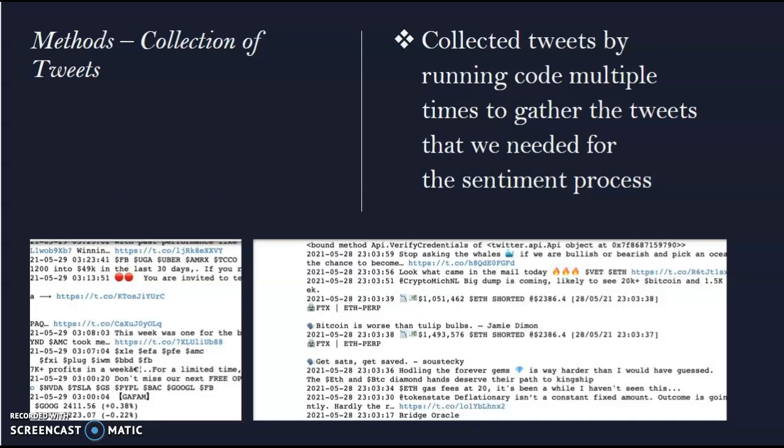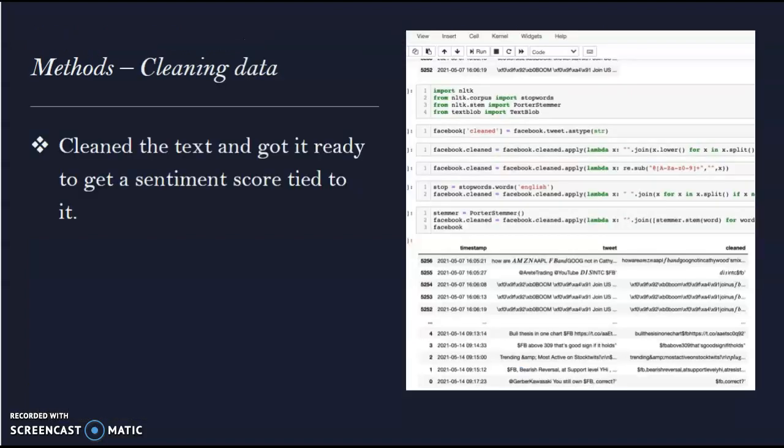The first step involved collecting tweets. For this, we had to run multiple codes multiple times to gather all of the unstructured data. This data had symbols, capital letters, duplicates, and overlapping tweets that we needed to weed out. Then, using math coding, we took the mean of each tweet falling within half-hour intervals.